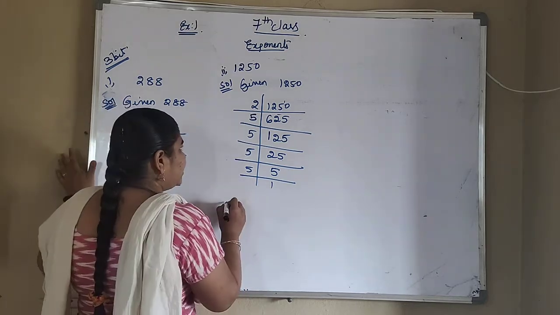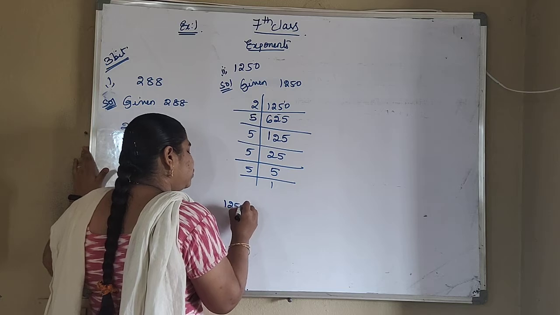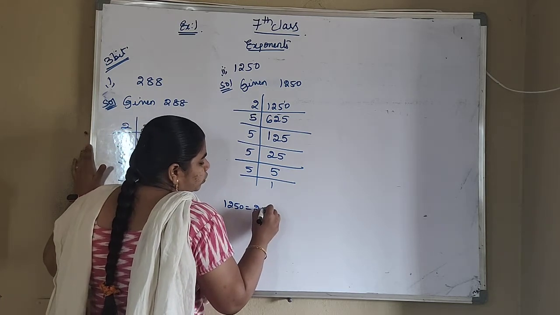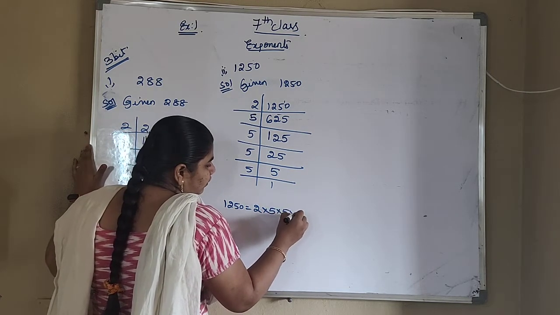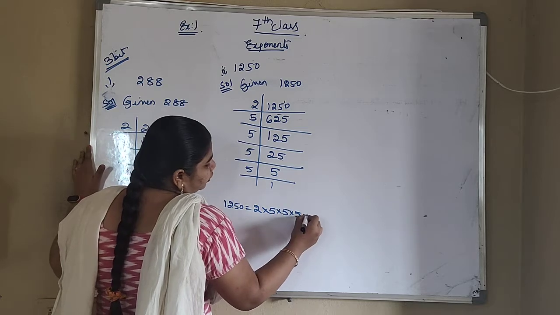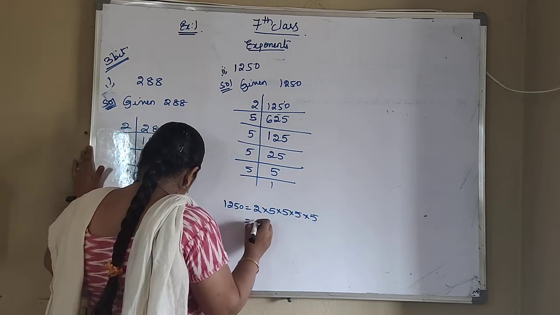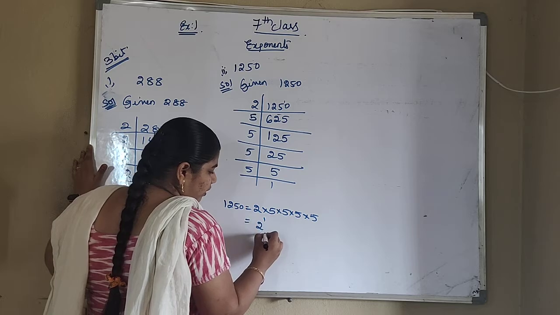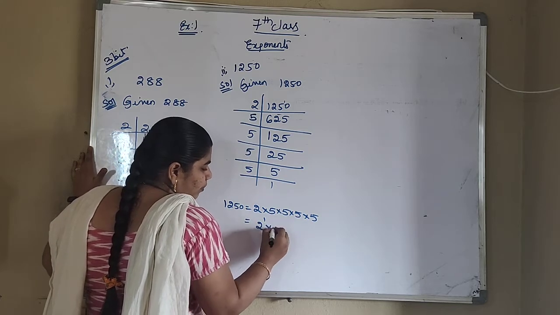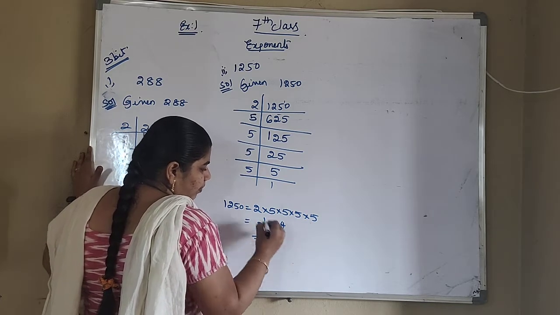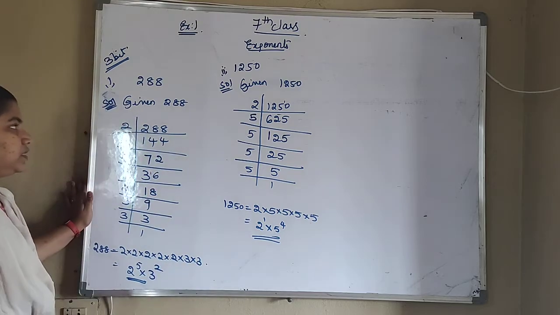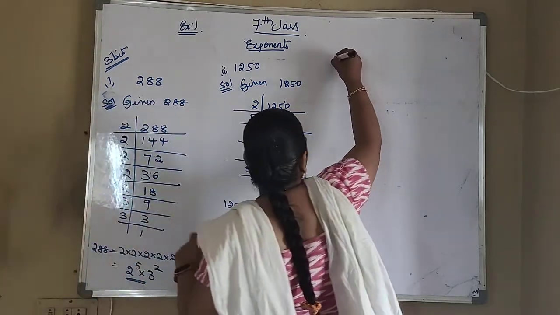So write in expanded form. 1250 can be written in the form of 2 into 5 into 5 into 5 into 5. So 2 they have multiplied only one time, so 2 power 1, into 5 they have multiplied 4 times, that will be 5 power 4. Okay, this is our second question.